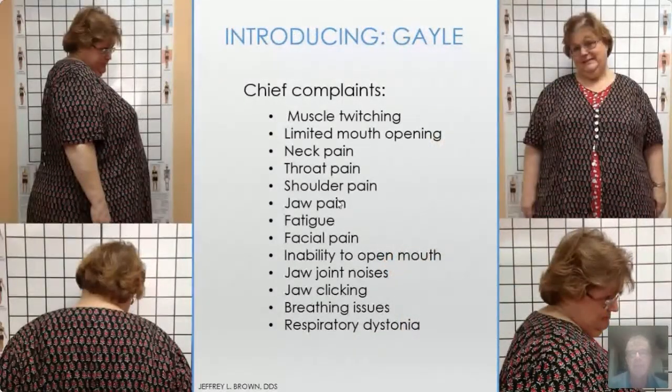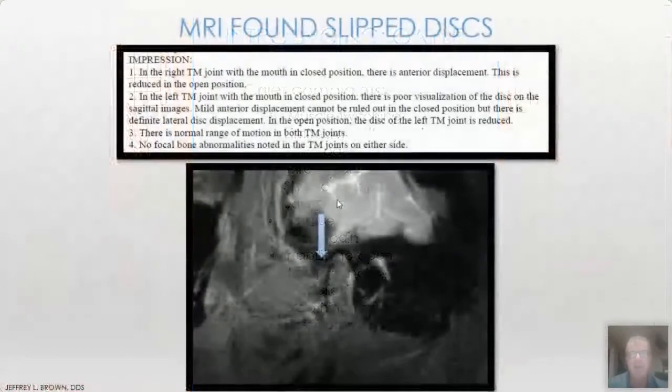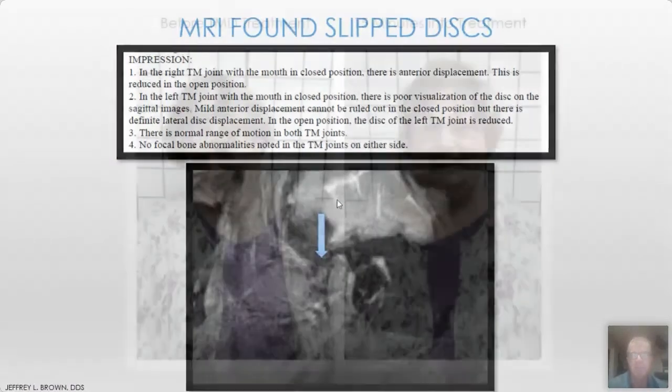Gail came to me a few years back with muscle twitching, throat pain, shoulder pain, jaws clicking like crazy, breathing issues, and as you can see, severe dystonia. She had suffered from this for 20 plus years. She flew up from Melbourne, Florida. In the right joint, there's anterior displacement. And the left, we could not see because her head would not get straight enough to visualize. But we do know the discs were out of place a bit.